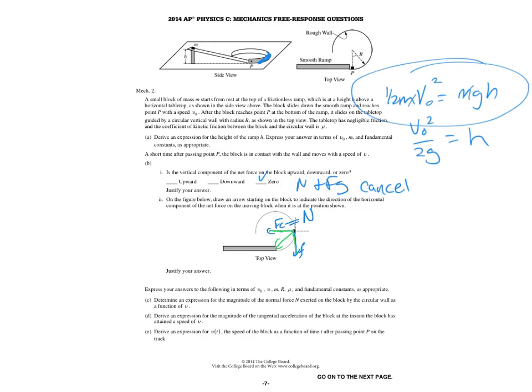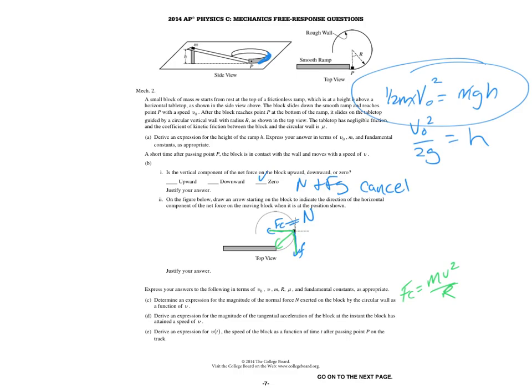Okay, for part C, derive an expression for the magnitude of the normal force exerted on the block by the circular wall as a function of v. And so you would have the centripetal force is equal to mv squared over r, and that's really all you have to do. In this case, it's capital R. So mv squared over capital R, that's all that's required.